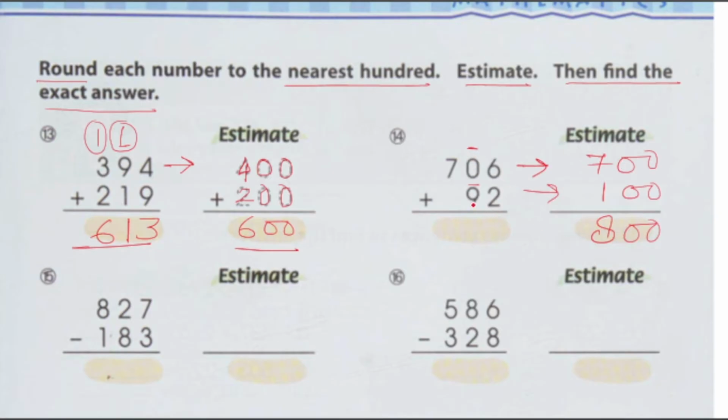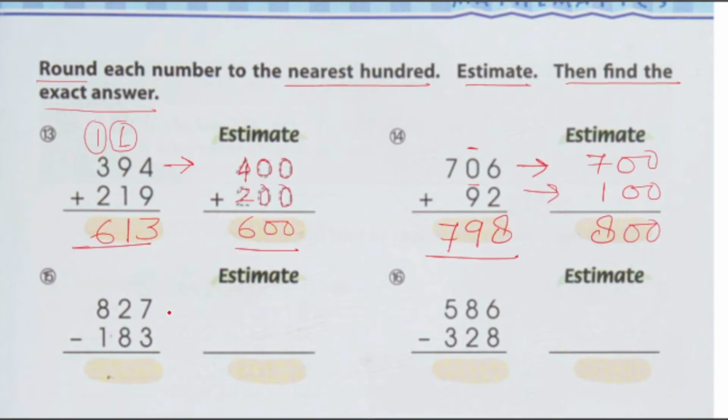So this is the estimate. That means if we add these numbers, we'll get something around 800. So 6 plus 2, 8, 9, 7. So the exact answer is 798.